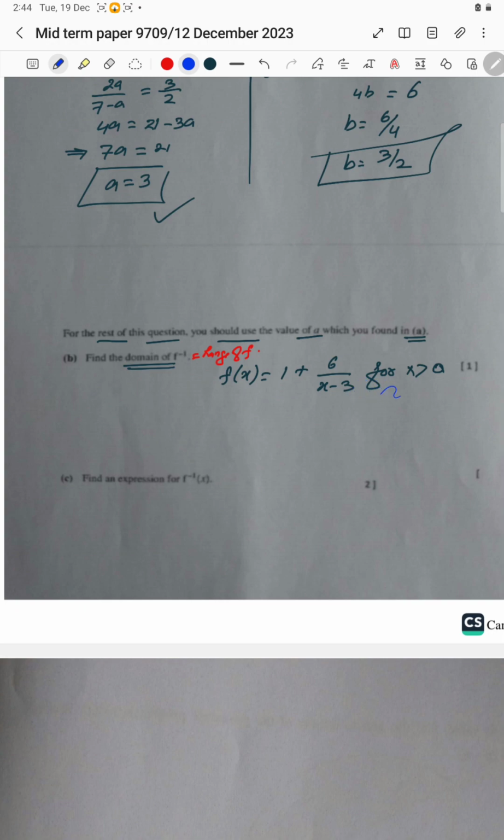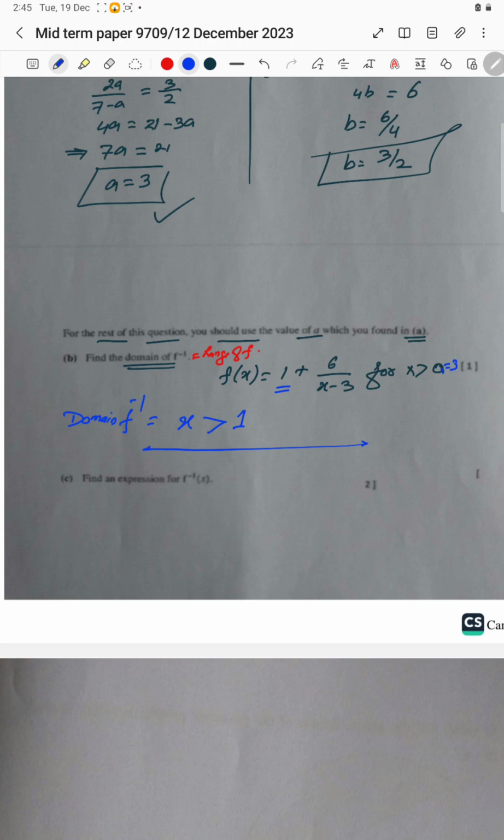Here it is pretty clear that a is equal to 3. If I substitute 3, it will not be defined. So for all the values of x greater than 3, I will substitute, and the answer will always be bigger than 1. So I can write the domain of f inverse is x greater than 1, because whatever value you substitute here greater than 3, the answer will always be greater than 1. That's the answer. Okay, fine.